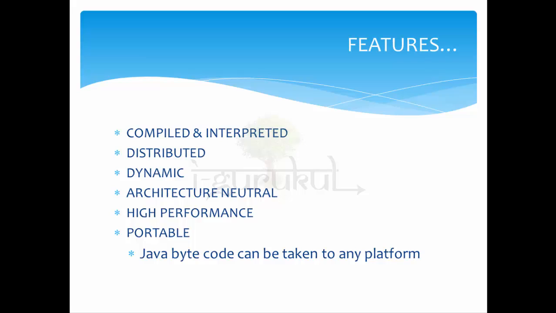Another important feature about Java is that it is compiled and interpreted. I have explained this to you earlier in this tutorial. Another important feature is that it is distributed, dynamic, architecture neutral, high performance and portable. So these are the basic and important features of Java.